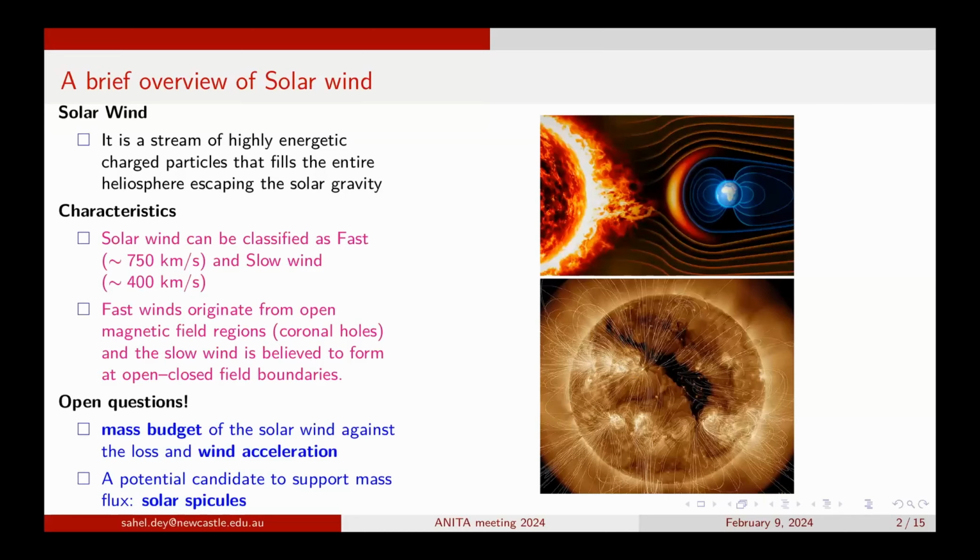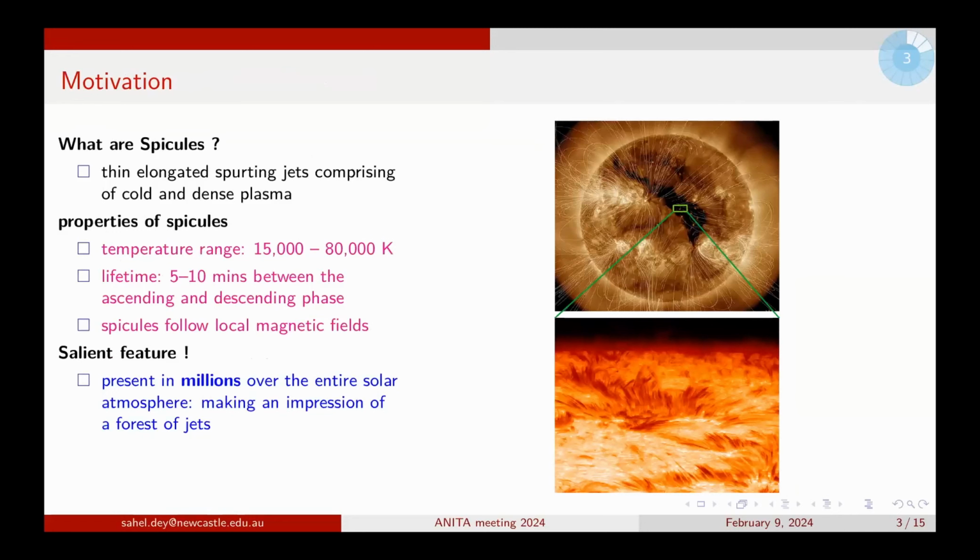So to understand and decipher this mass budget of the solar wind, one of the potential candidates to support the mass fluxes to the solar wind is called solar spicules. So what are solar spicules?